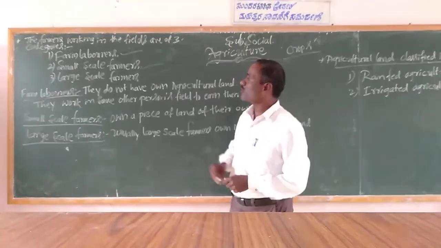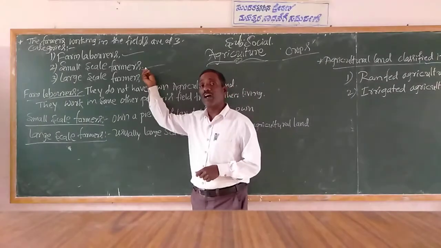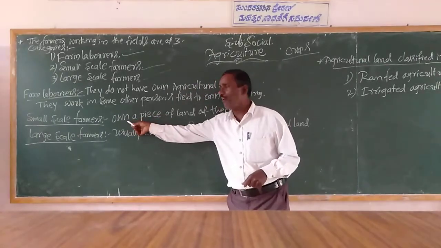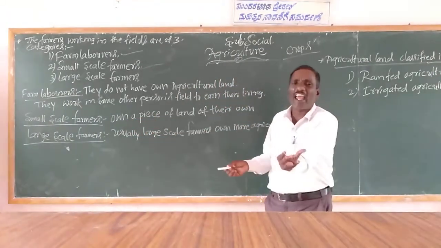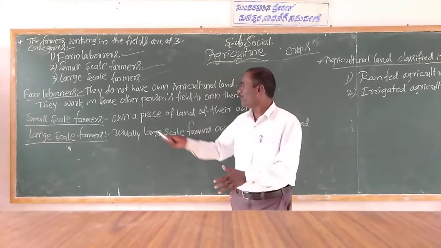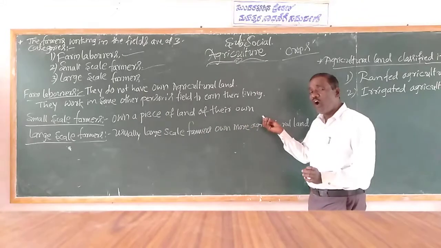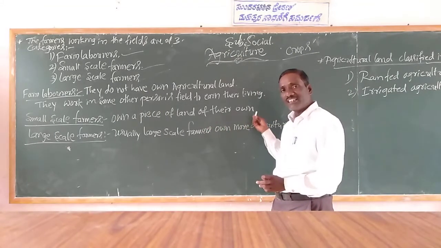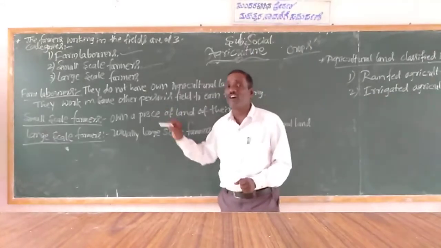Next, what are small scale farmers? Small scale farmers own a piece of land, 1 hectare or 2 hectares. Only a piece of land of their own. These are called the small scale farmers.